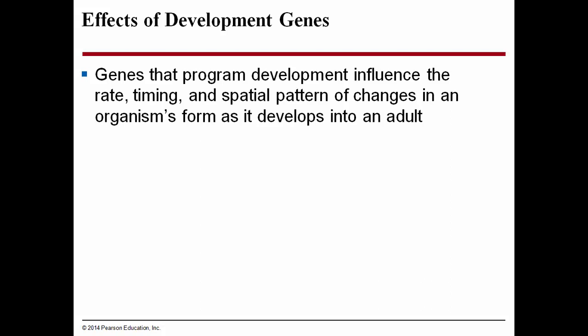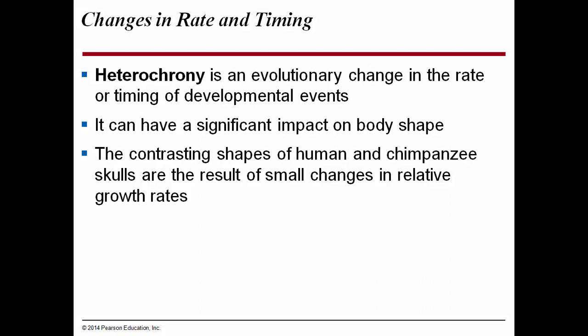Genes that program development influence the rate, timing, and spatial pattern of changes in an organism's form as it develops into an adult. Heterochrony is the evolutionary change in the rate of timing of developmental events. It can have significant impact on body shape. And the contrasting shapes of human and chimpanzee skulls are the result of small changes in relative growth rates. So we're talking about changes in these genes, not necessarily changes in the DNA. So changes in developmental genes can have great evolutionary impact.